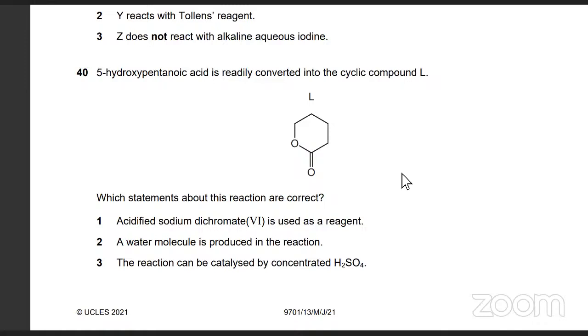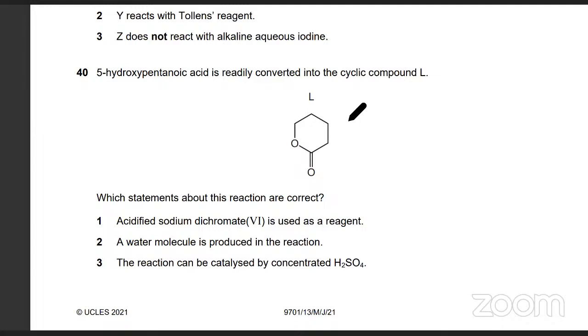So let's start with this question. Can you hear me? Yes sir. So starting with this question, let's do this one: 5-hydroxypentanoic acid is readily converted into the cyclic compound L. What is L?